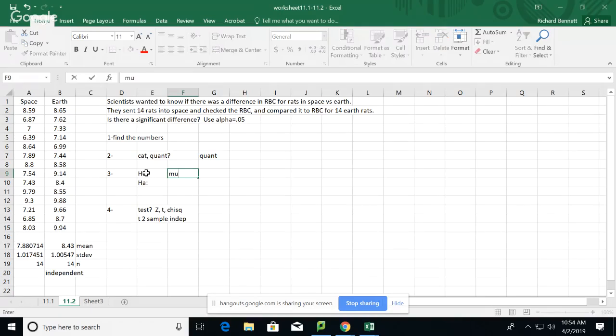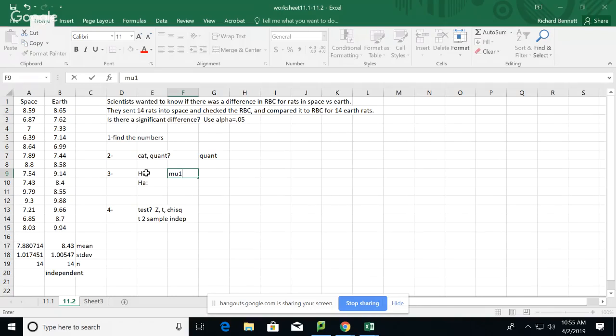Mu. Are there going to be twos? There's two means there, aren't there? Well, what are those parameters? No. So it can't be 7.88 and 8.43. So we're saying equals the same. You're on the right track though.